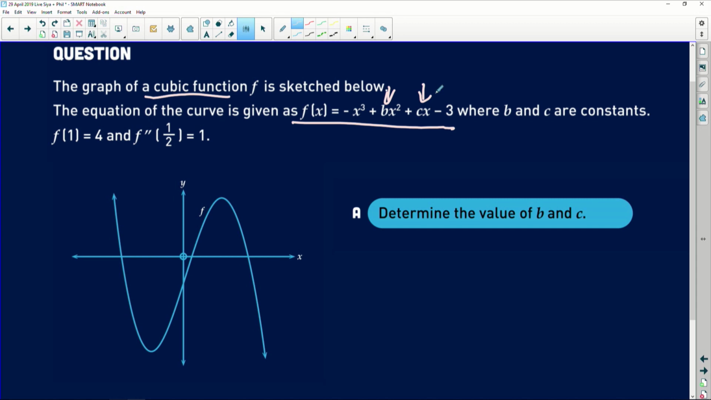Where b and c are constants, so these are actual values, not variables. And then f of 1 is equal to 4. Then the second derivative at half is equal to 1. Now we need to first understand what exactly this means. So what this means is when x is equal to 1, for this particular function, let me write properly there.